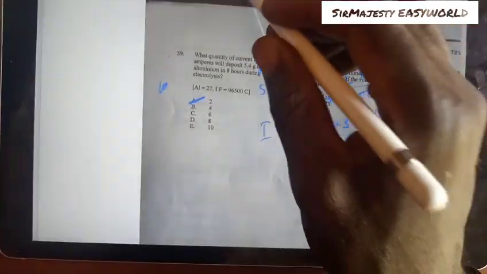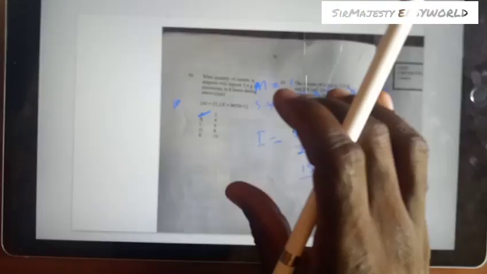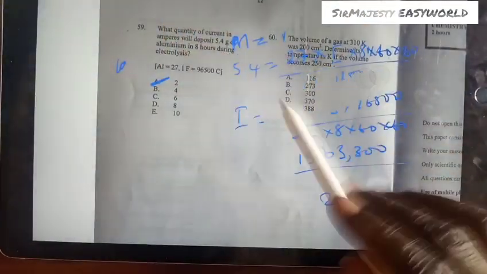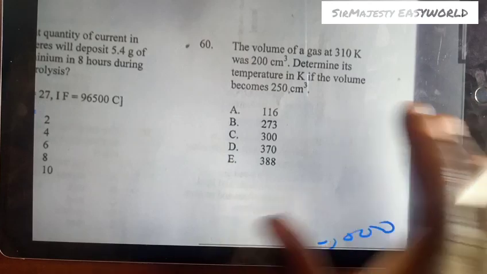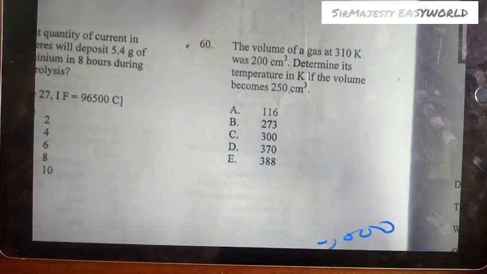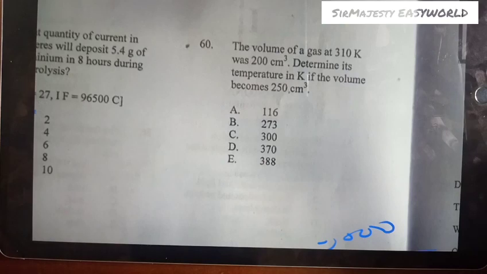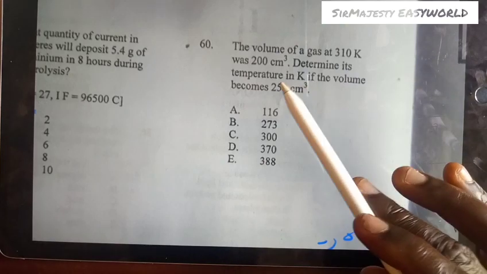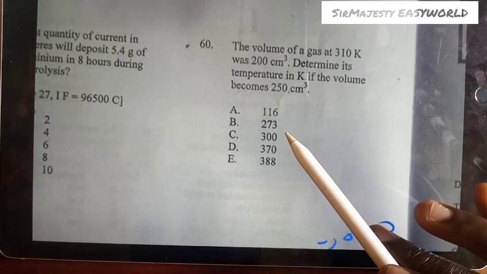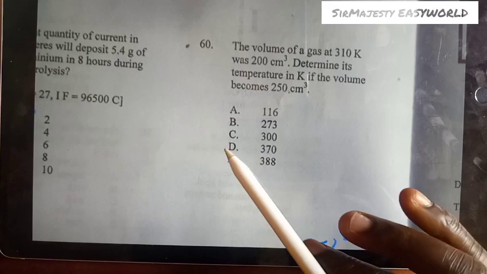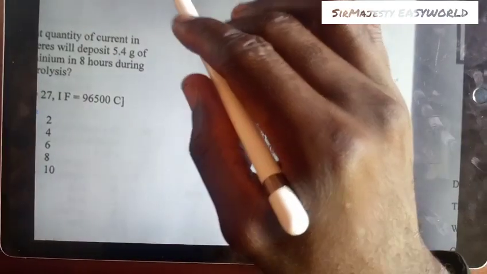So the last but not the least question. Okay, so the volume of a gas at 310 Kelvin was 200 cm cubed. Determine its temperature in Kelvin if the volume becomes 250. They gave us volume and temperature, which means pressure is constant. That's Charles' law. Can we predict the answer? Yes. In Charles' law, when temperature increases, volume increases. So when the volume becomes 250, the temperature will be above 310. Only 2 options are above 310, and I'm thinking D is correct. But let's solve.